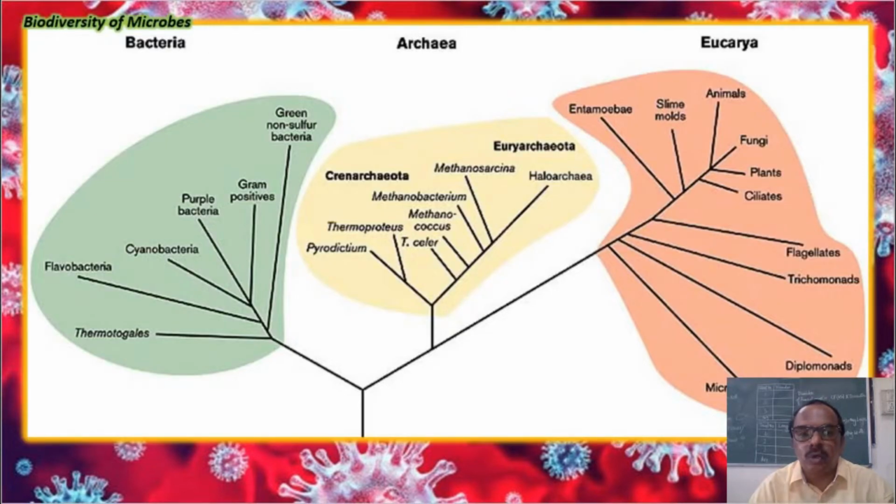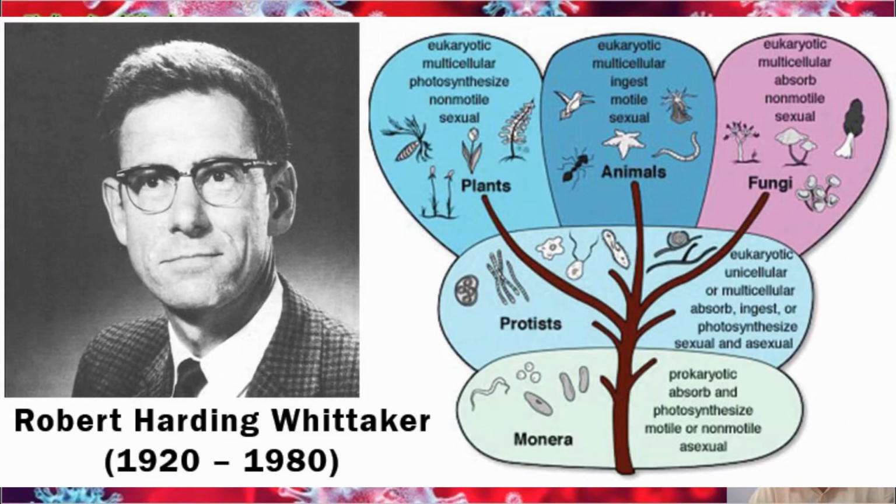There are three groups of living organisms: eukaryotes, archaea and bacteria. But according to Whittaker's five-kingdom classification, the living organisms are grouped under five different kingdoms.